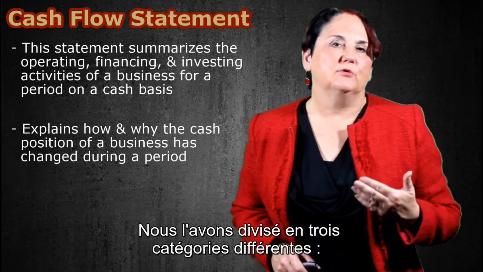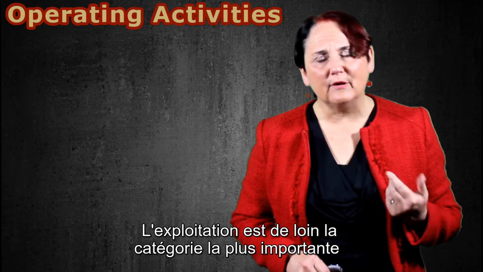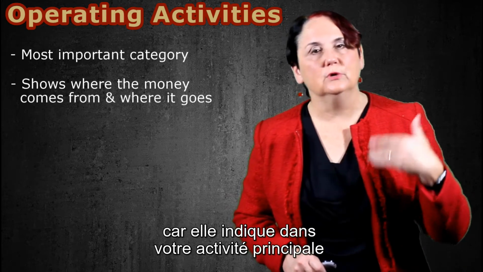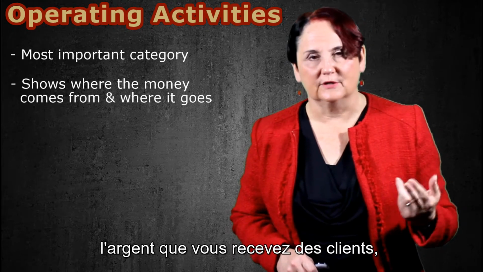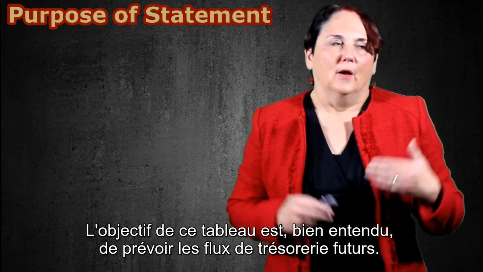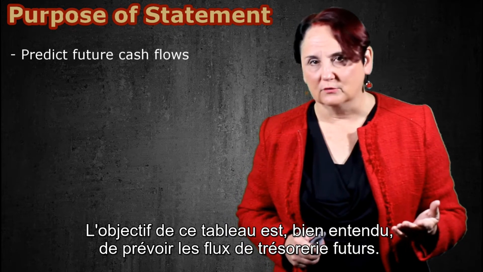So we divide it up into three different categories: operating, investing, and financing. The operating is by far the most important category in the cash flow statement because it shows you in your core business where the money comes from, where it goes. The money you get from customers, the money you pay to suppliers and employees. The purpose of this statement is, of course, to predict future cash flows.